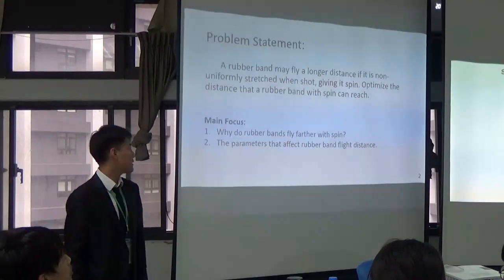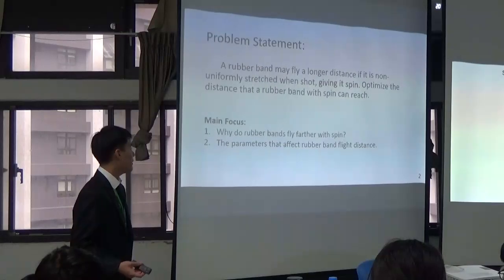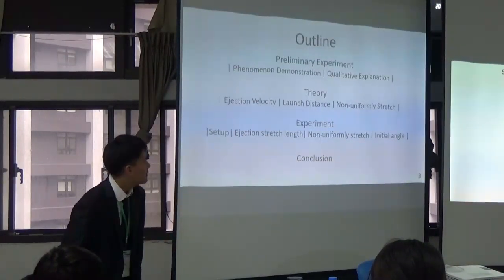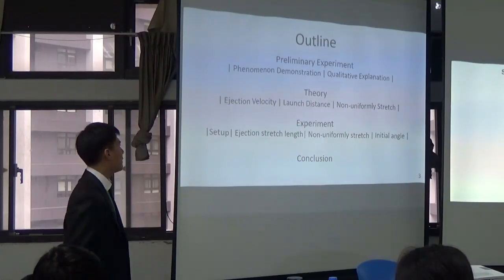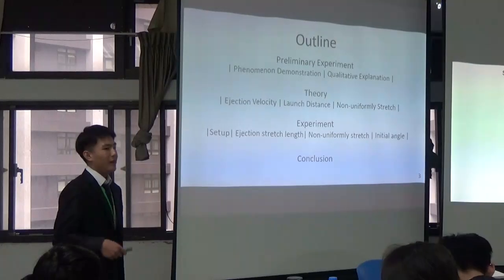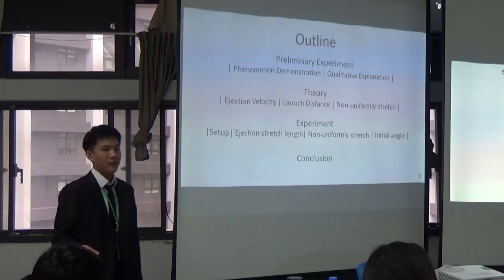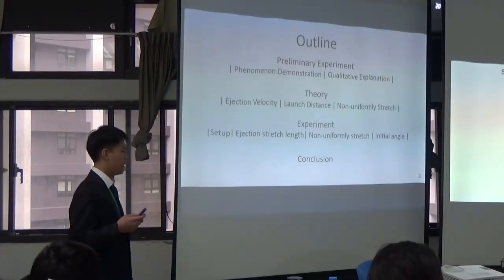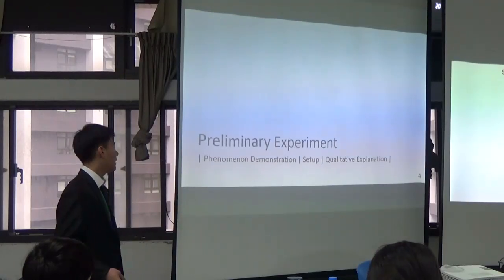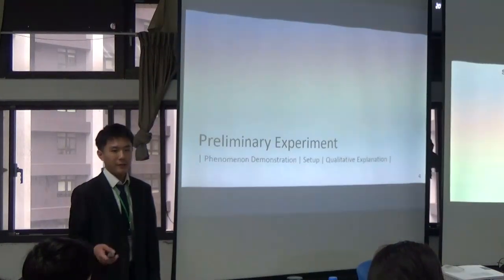And I'll be mainly focusing on why rubber bands fly farther with spin, and also the parameters that affect the rubber band's flight distance. So this is my outline for the report. So I will first be talking about my preliminary experiments, and then go on to my theory, my experiments of different parameters, and finally my conclusion. So preliminary experiment. I'll be talking about phenomenon demonstration, my setup, and my qualitative explanation.